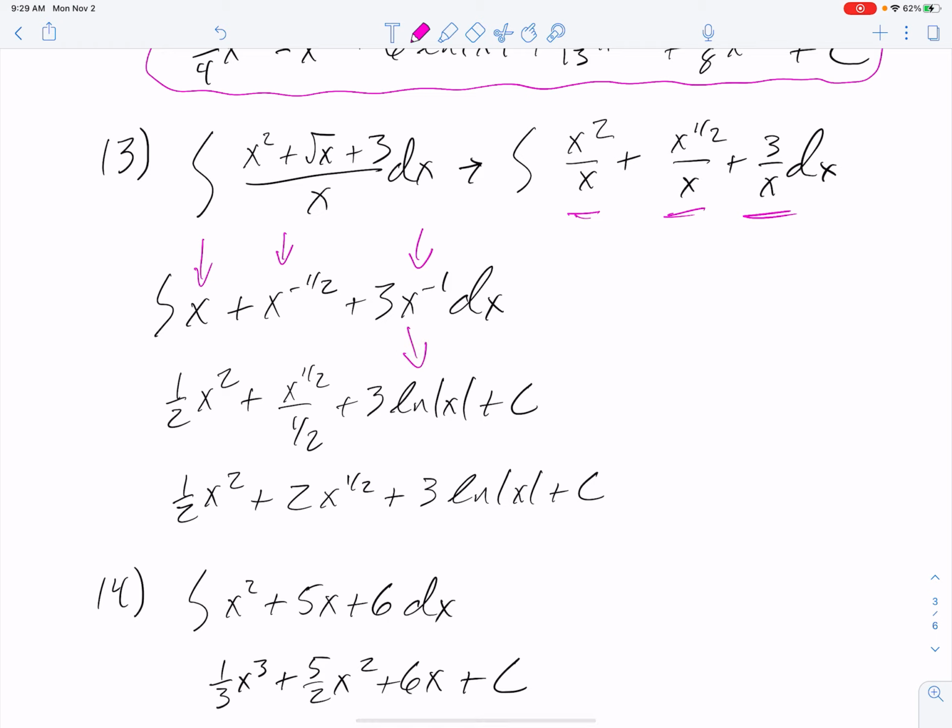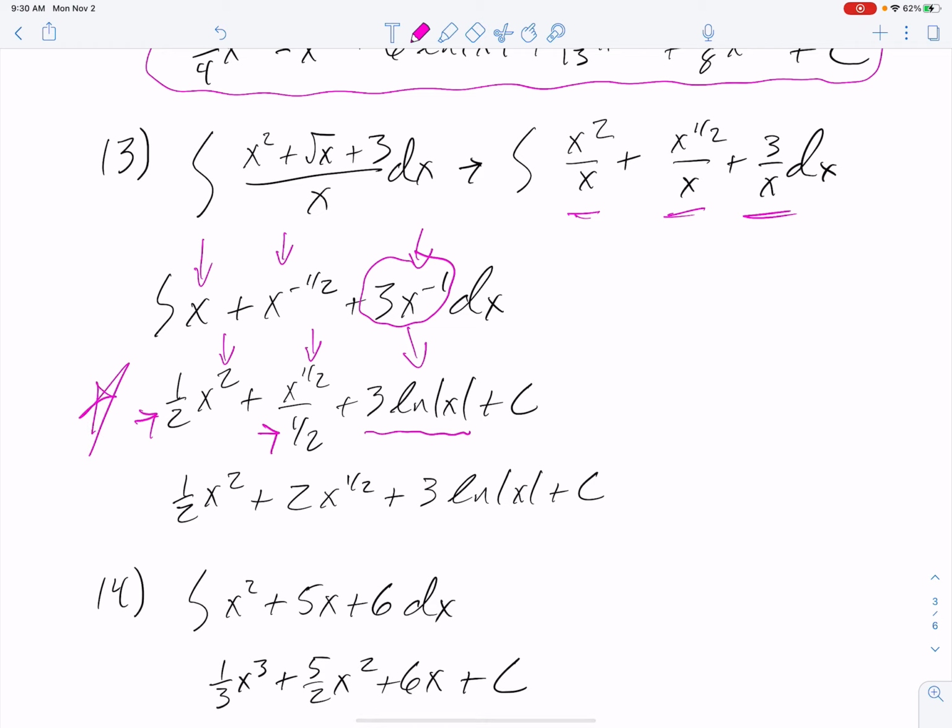Again, we may be getting more comfortable with the idea that 3x to the negative first leads us to 3 times the natural log of the absolute value of x. And so if you didn't rewrite it in this form, knowing what its antiderivative already was, that'd be okay. And like we've seen before, add 1 to the exponent, divide by the new exponent.